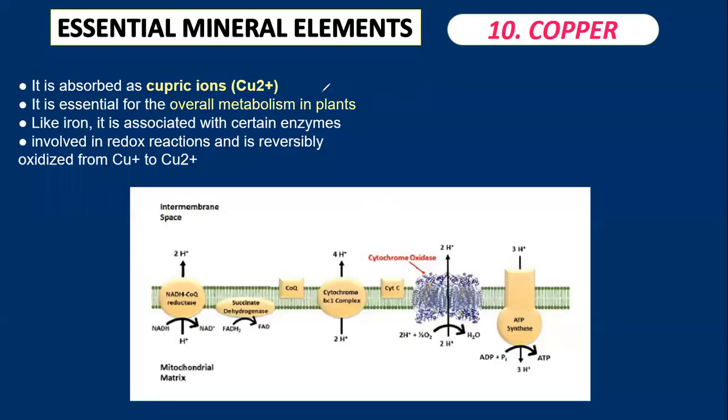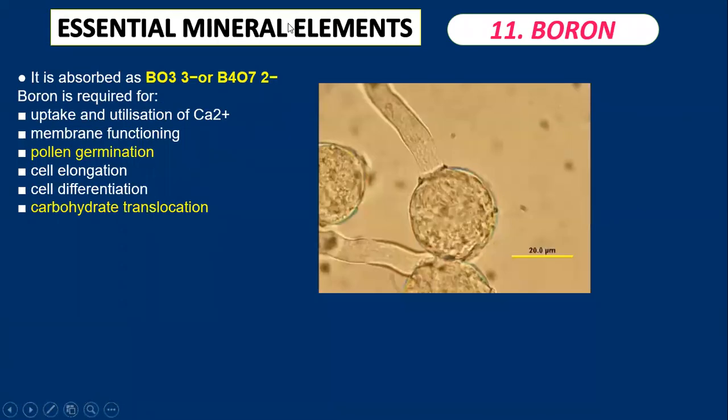The next one is copper. Copper is mainly absorbed in the form of Cu2+ ion, or cupric ion. Very important: it's not cuprous ion, it's cupric ion, Cu2+. It is essential for the overall metabolism in plants. It is associated with redox reactions. Copper and the like will not be asked as a question, but pay attention since it is mentioned in the NCERT. A micronutrient, boron.